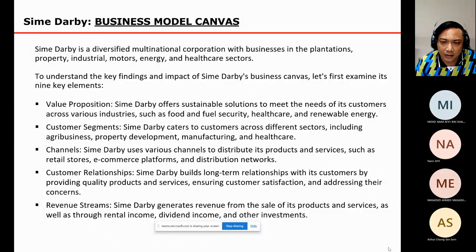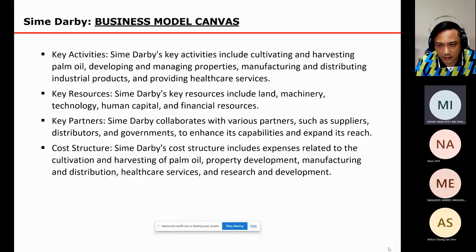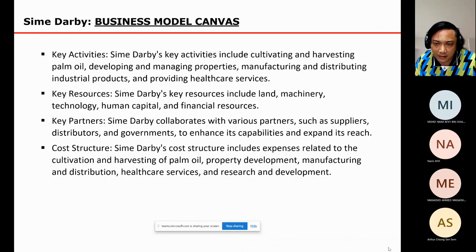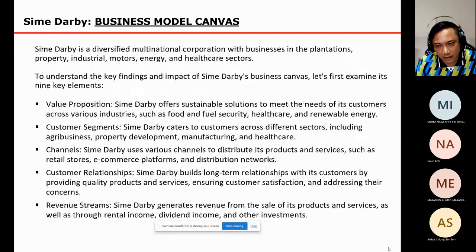Next we go to the customer relationship pillar. For Sime Darby, the customer relationship can be seen in the plantation and agriculture operations, and also industrial manufacturing and engineering. It also includes automotive distribution and retail, logistics and shipping, and healthcare services.